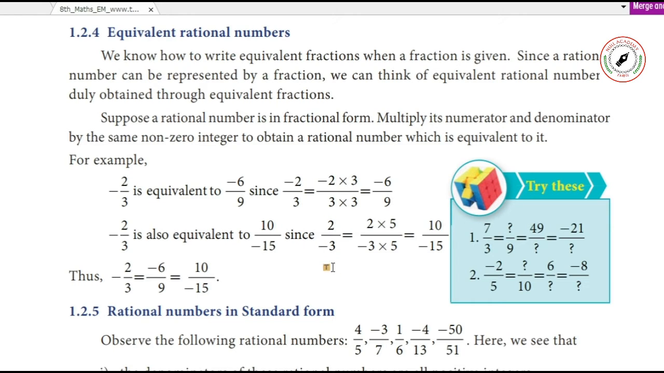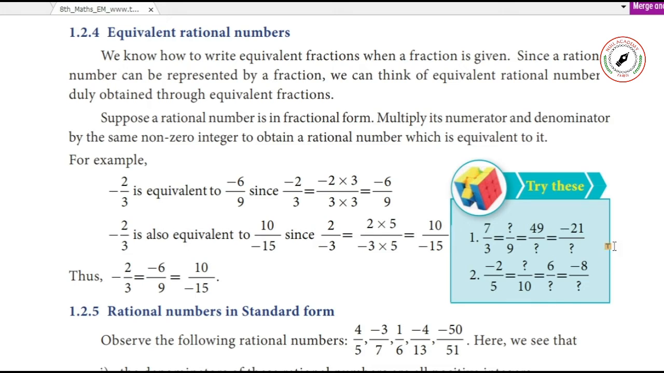Since 2 by minus 3 is equivalent to 2 into 5 divided by minus 3 into 5, which is equivalent to 10 divided by minus 15. So wherever you put the minus, they are the same. That is the important point.